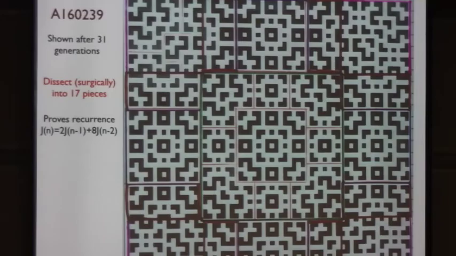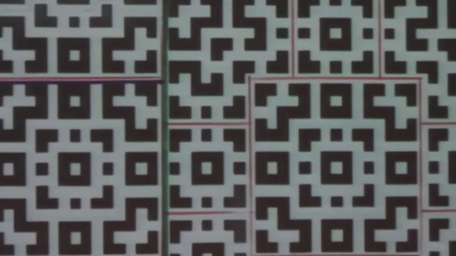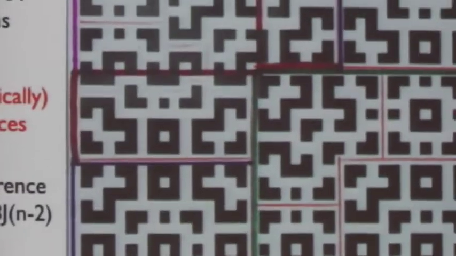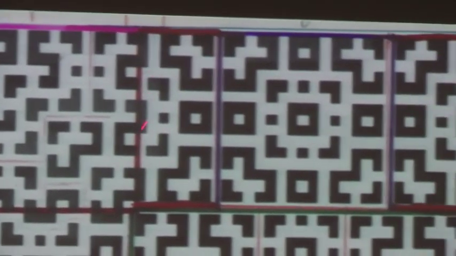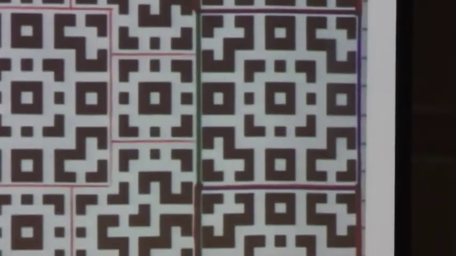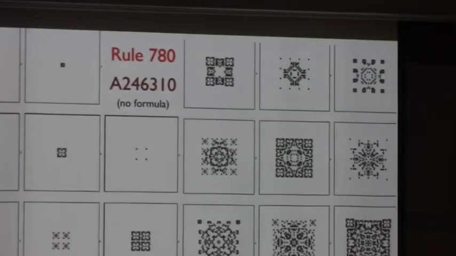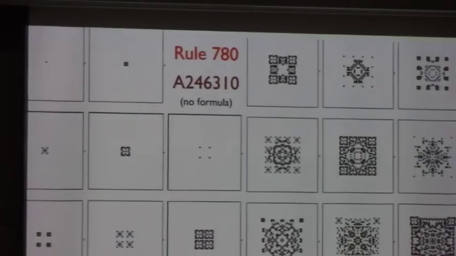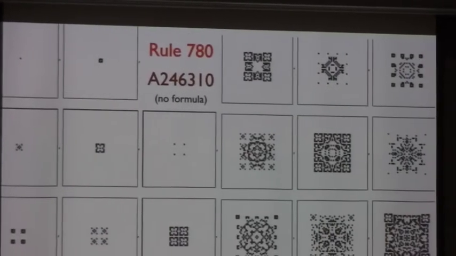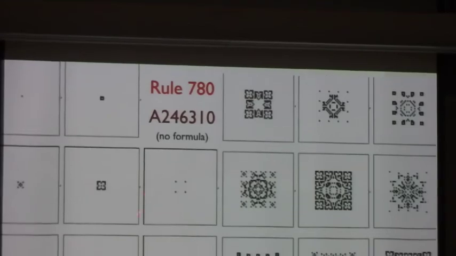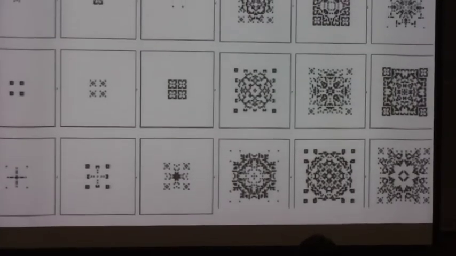And if you cut it up, you have to use a knife to cut this up into pieces, to get a recurrence. And so that finally worked. Others look very pretty, but don't seem to have any rule. This is rule 780. It begins nicely, very simple, but then it gets very complicated.